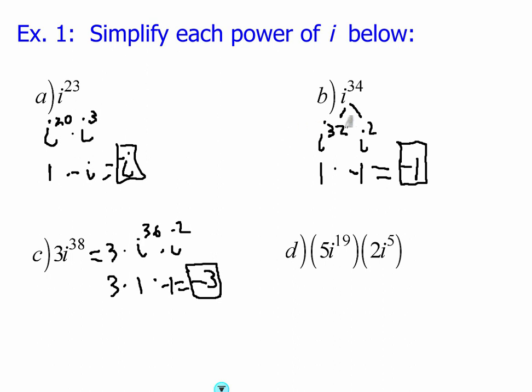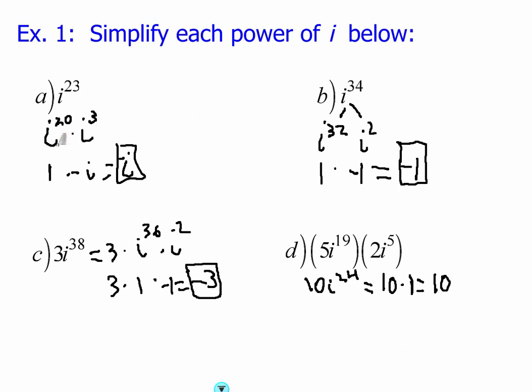For part D, I want to do a couple things. The first thing I need to do is multiply. And if you remember how to multiply numbers with exponents, you multiply your coefficients, so 5 times 2 is 10. And then to multiply your exponents, you just add them. 19 plus 5 is 24. Now, to simplify this, that's 10 times i to the 24th. Well, 24 is a multiple of 4, so i to the 24th is just equal to 1. So this ends up being 10 times 1, which is just 10. So that's how we simplify a power of i.